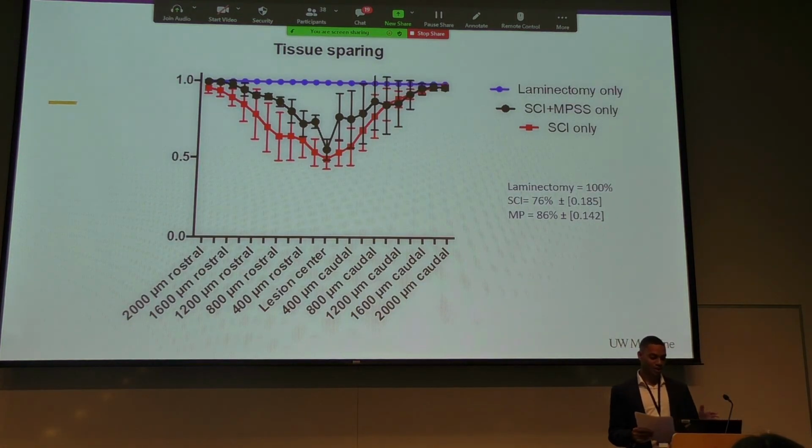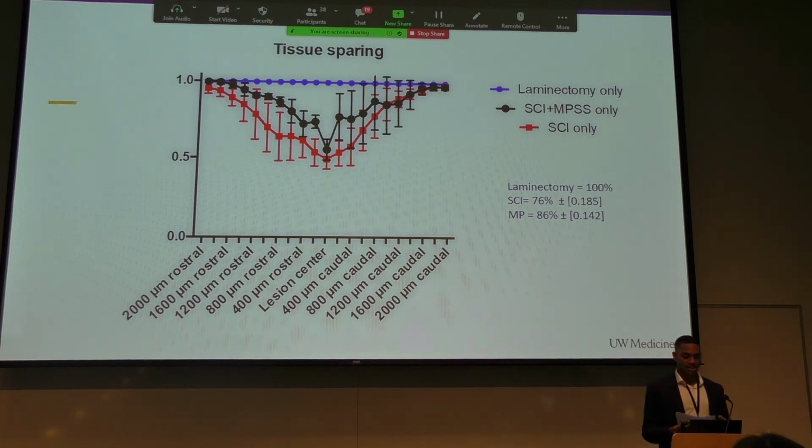If you look at around 0.5, you can see that the spinal cord injury only animals had less tissue sparing than the spinal cord injury plus methylprednisolone animals. The laminectomy animals did not receive a spinal cord injury, so therefore they had 100% tissue sparing.